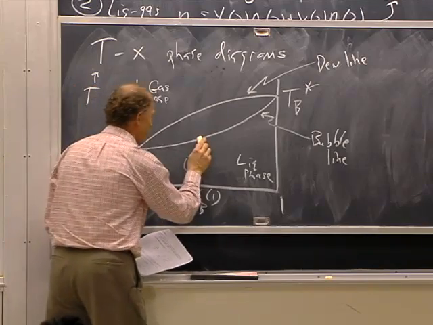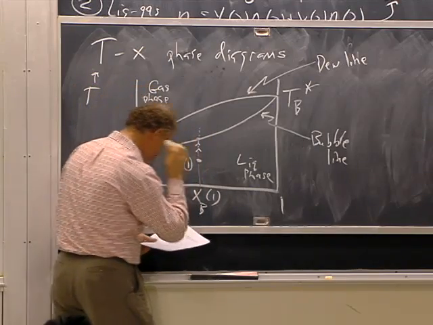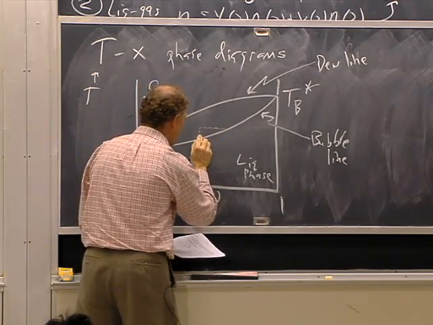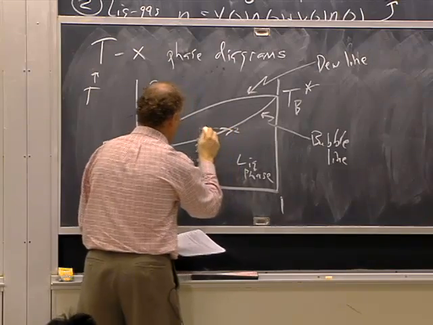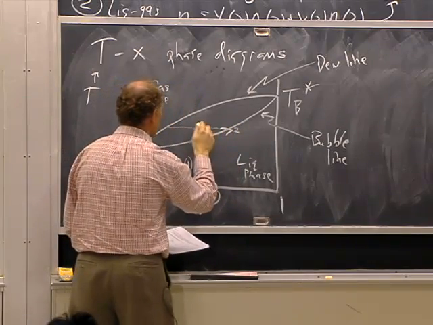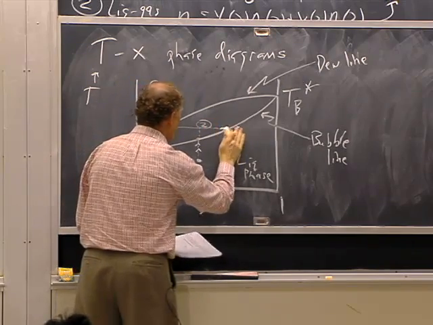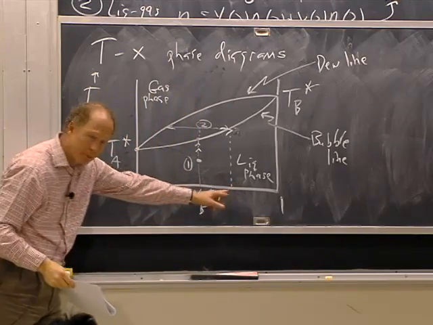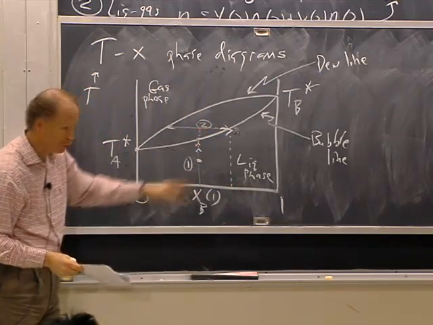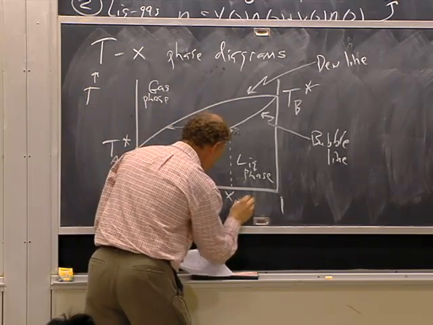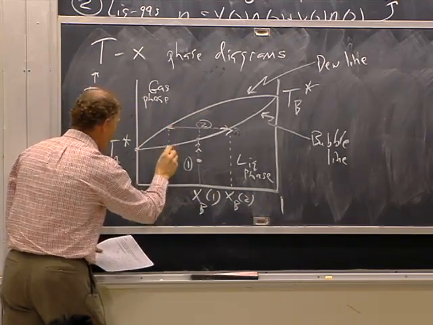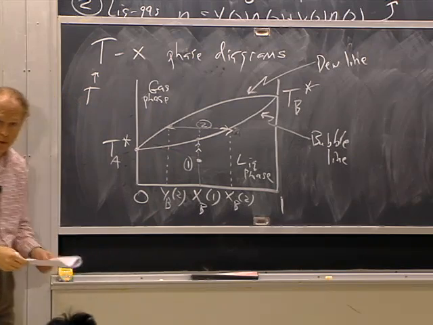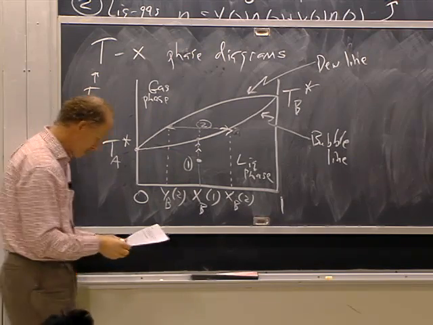Let me raise it a little farther now that we've already seen the lever rule and so forth. I'll raise it up to here, and that means that out here, I suppose I should put the 2 here. So here is the liquid mole fraction at temperature 2, xb at temperature 2. This is yb at temperature 2, the gas mole fraction.